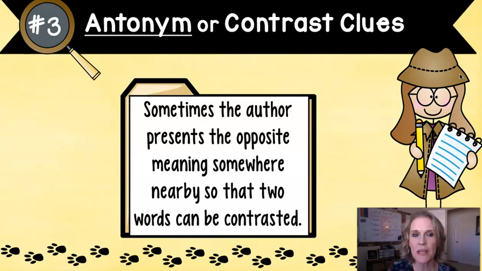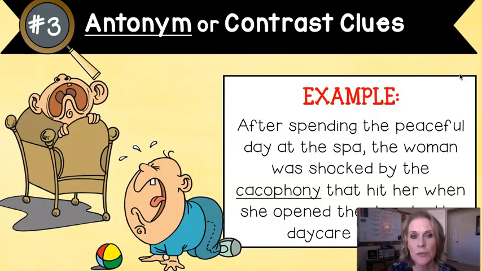Here's an example of using an antonym or contrast clue. After spending the peaceful day at the spa, the woman was shocked by the cacophony that hit her when she opened the door to the daycare center. You can see in this example, the author is not giving the definition, right? They're not saying a synonym. They're describing an opposite or contrast. A peaceful day at the spa, nice and quiet. And then bam, she opens the door to the daycare center and there's all this noise and racket. You can see the picture is giving us clues and the opposite description.